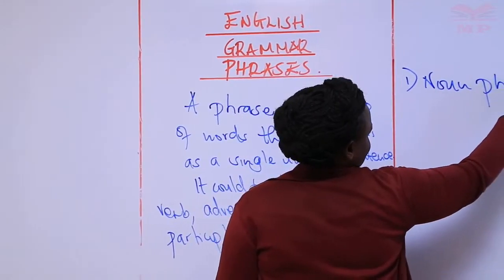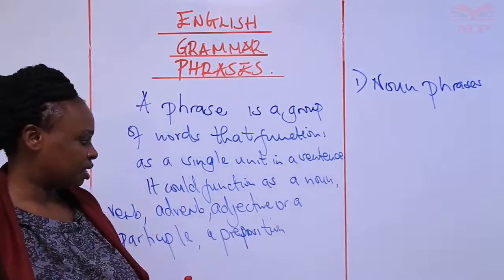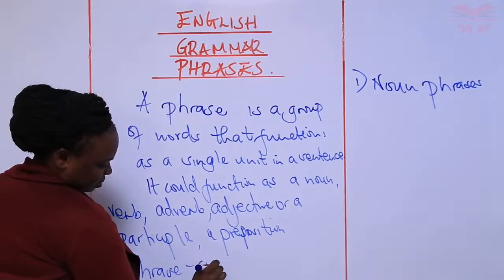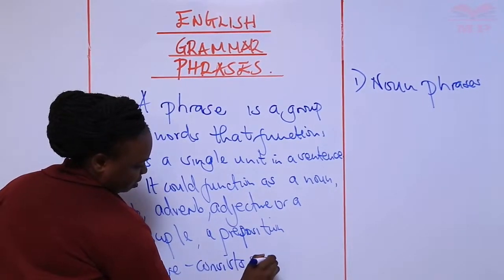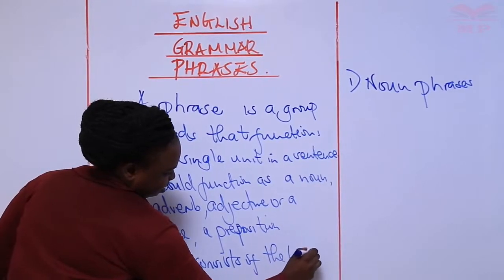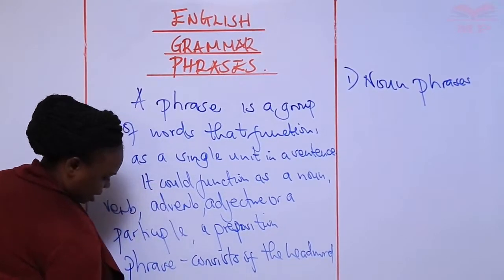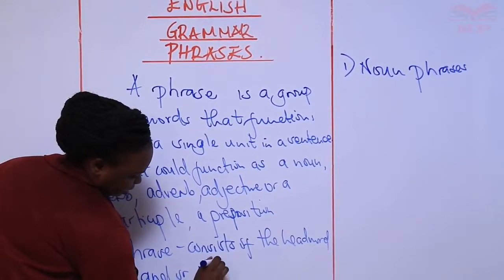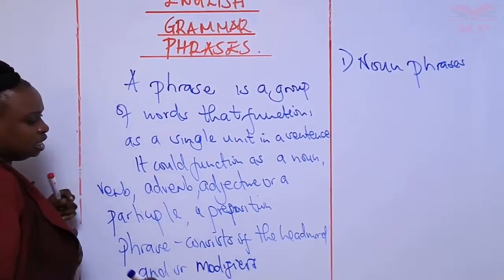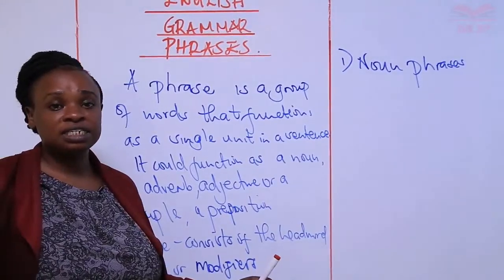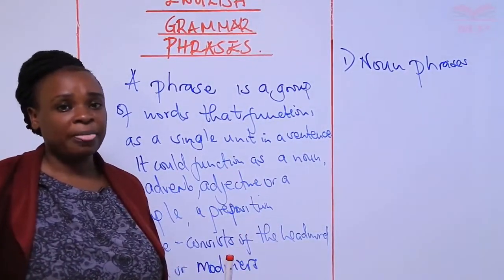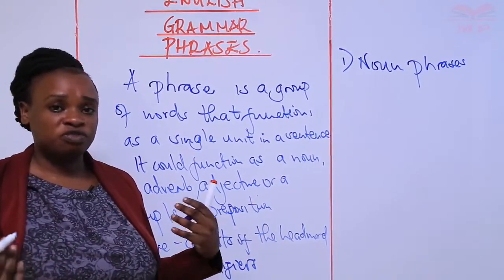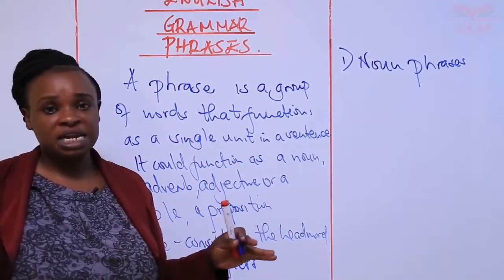Before we get to noun phrases, this phrase consists of the head word and/or modifiers. So it could be just the head word itself, like in noun phrases. Mary is just a noun phrase. But when it comes to a preposition, the preposition cannot function on its own, and you call it a prepositional phrase. But in noun phrases, you can call Mary a noun phrase.